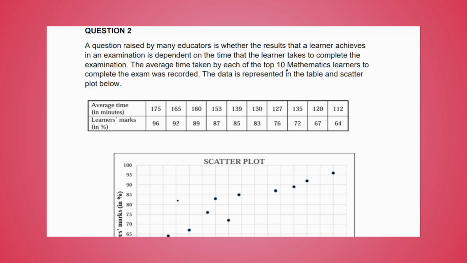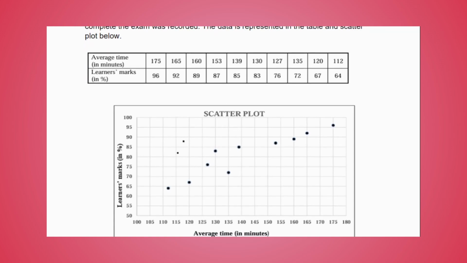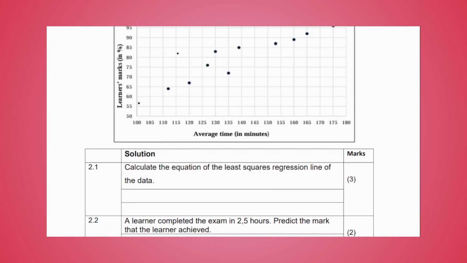The average time that each of the top 10 learners in mathematics takes to complete the exam was recorded, and here's the data represented in a table and in a scatter plot. They already plotted each of those points for you here. Now the first question is asking you to calculate the equation of the least squares regression line of the data, and that you do with your calculator.